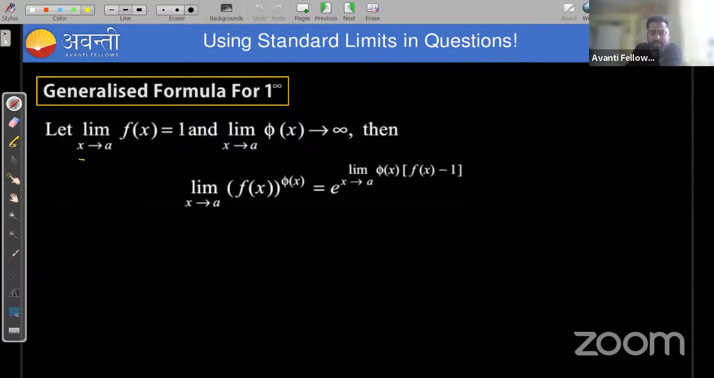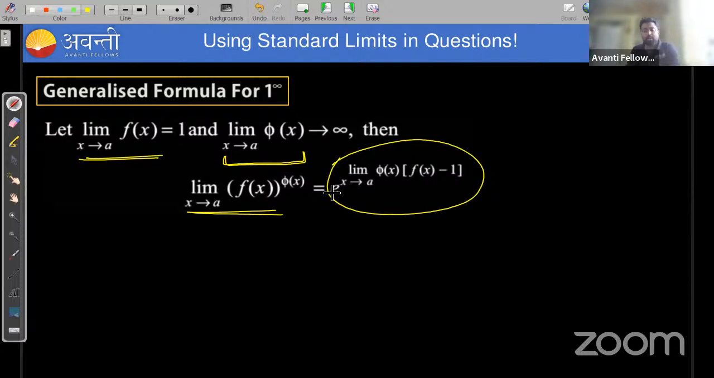When the limit as x approaches a of f(x) is equal to 1, and you have another function phi(x) that is also approaching a, if phi(x) goes to infinity, then the limit as x approaches a of f(x) to the power phi(x) is in the form of 1 to the power infinity. So I am not talking about the formal definition, all these things.